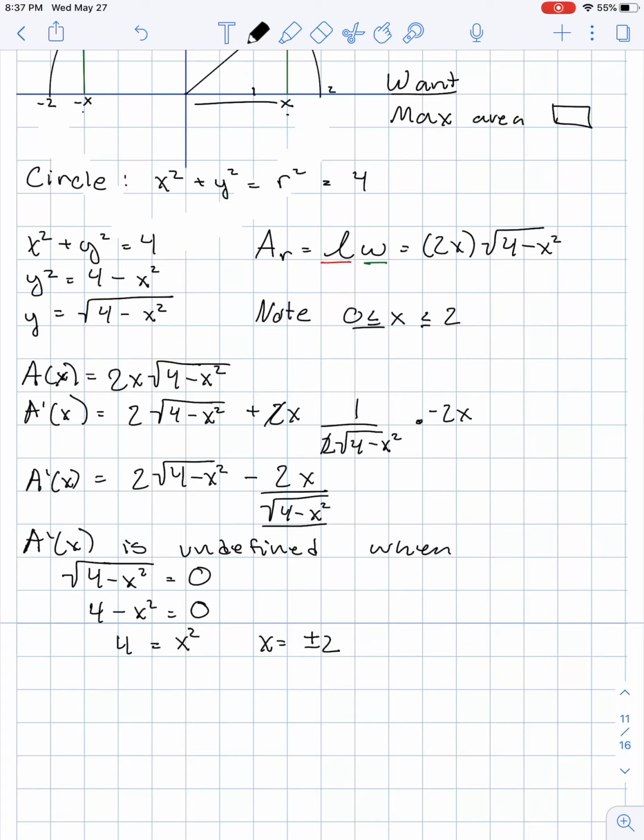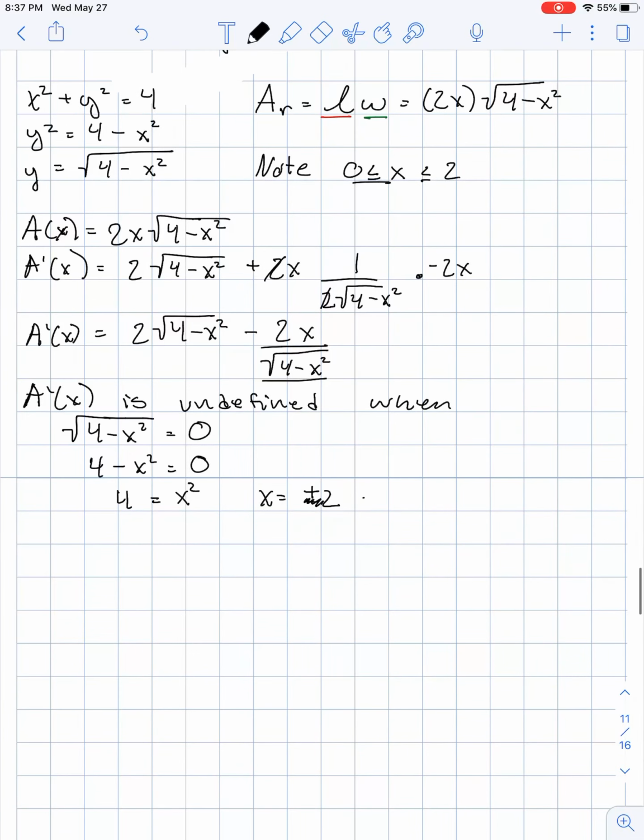But remember, x only has to be greater than 0. So we don't need that negative. It's basically kind of the same as saying plus 2. So one critical point, x equals 2.